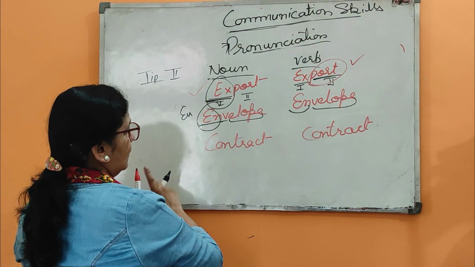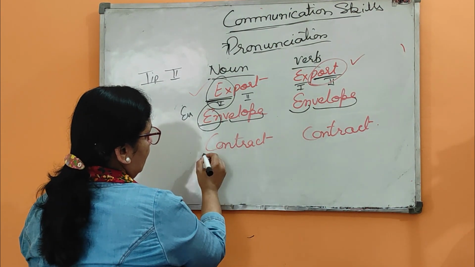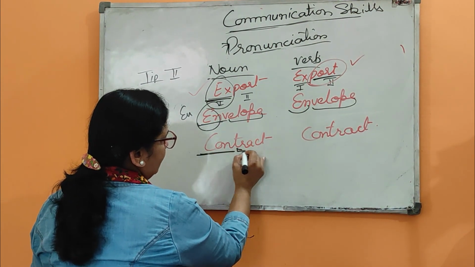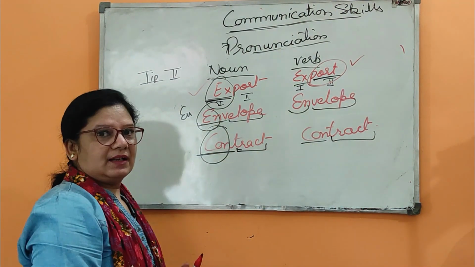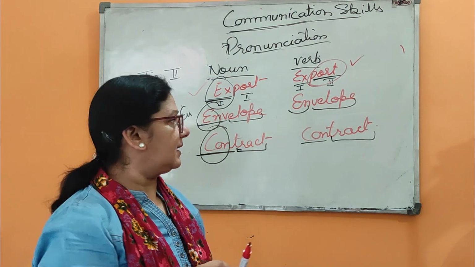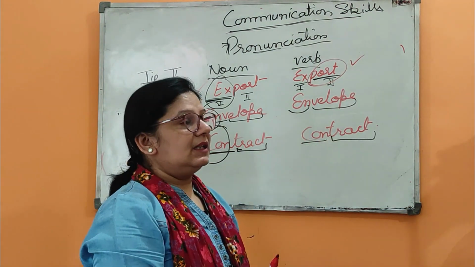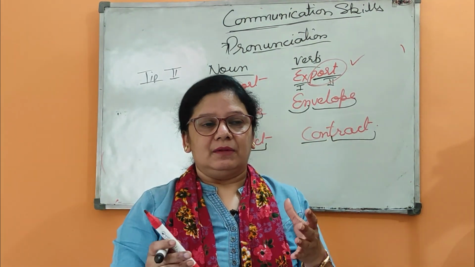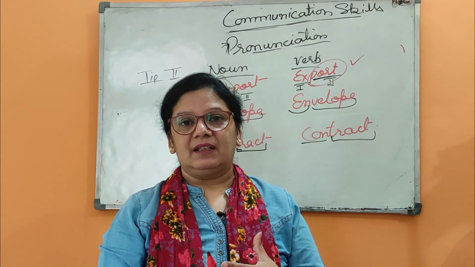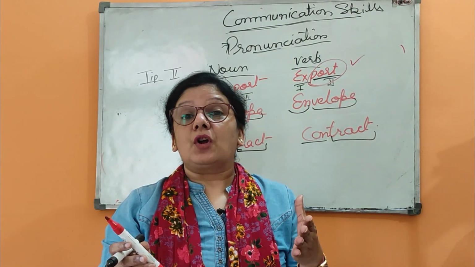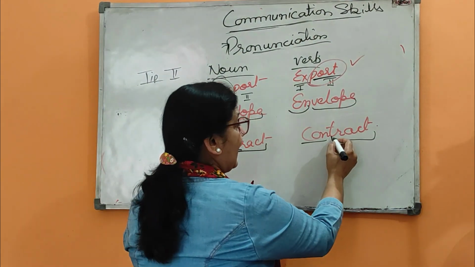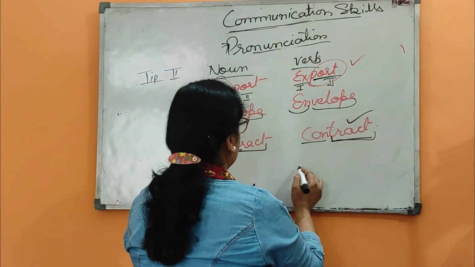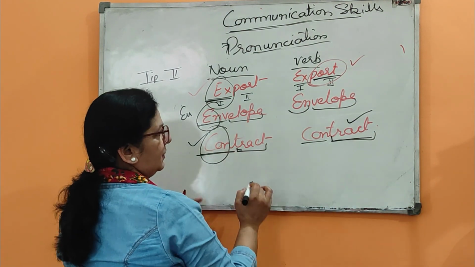Now this one, contract. Here, if it is a noun, I signed a contract. This is the second part. I signed a contract. Now if I say wood is contracting, or this thing is contracting, contracting means shrink hona. This thing is contracting. Here the pressure is on this one. Contract, pressure is on this one.